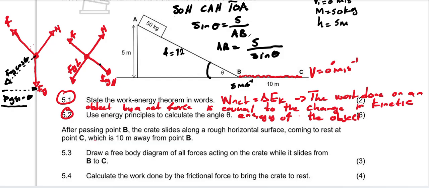Coming to point C, which is 10 meters away from point B. This is our 10 meters. Now they say draw a free body diagram of all the forces acting on the crate while it slides from B to C. When the crate slides from this point to this point, it was sliding. There was no force pushing it, no force applied. Okay, our free body diagram means that we're gonna have our normal force as usual, because it is on the surface, and then Fg.